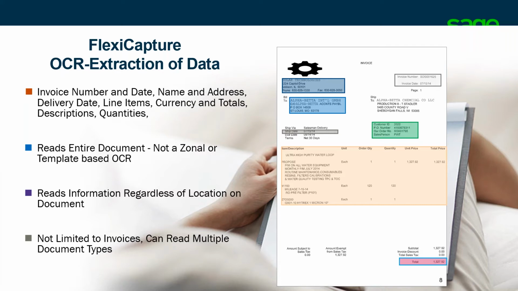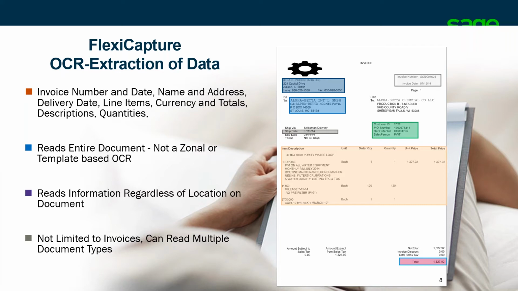If you're familiar with OCR technology, you know that most systems are a zonal or template-based system. And what this means is you'll manually zone out each field location for each individual vendor's invoice. So if the position of these items change, you may need to hire a consultant to retrain that software. FlexiCapture is not template-based. FlexiCapture technology is designed to read the entire document and then recognize the different pieces regardless of where they're located.